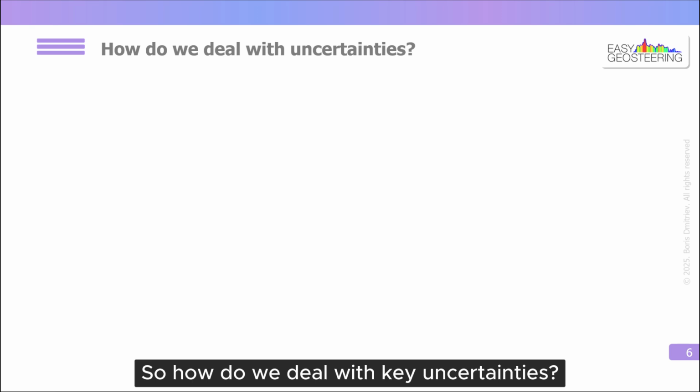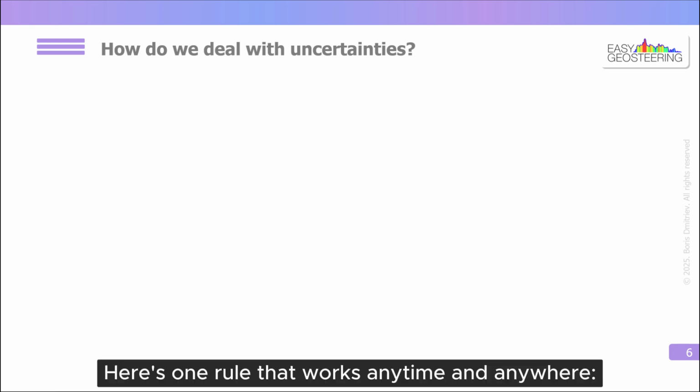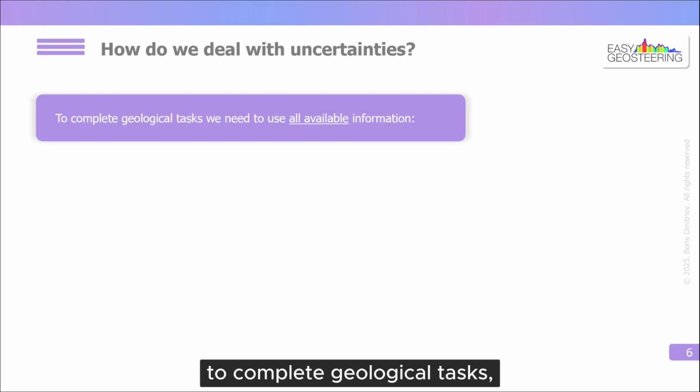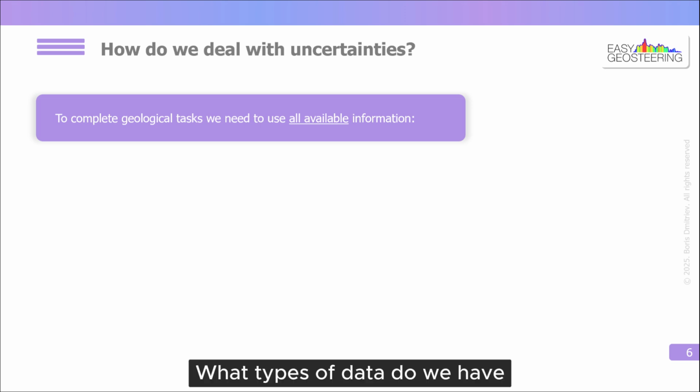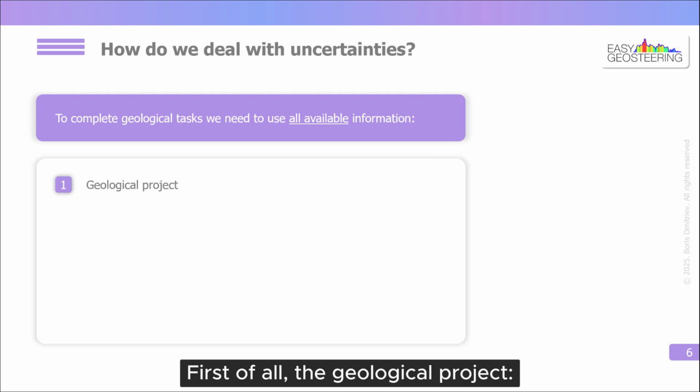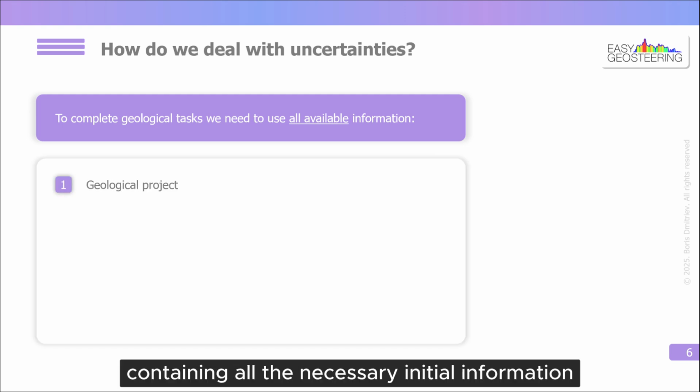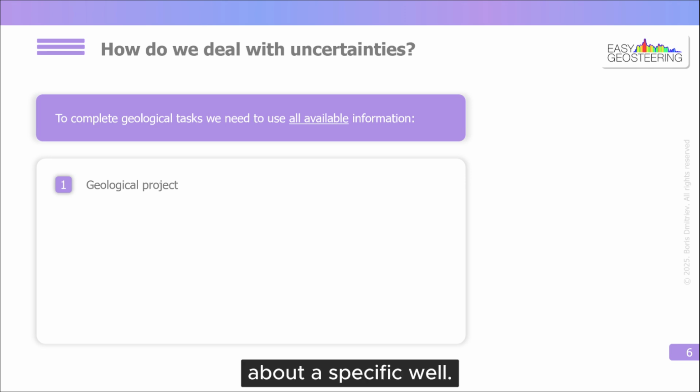So, how do we deal with key uncertainties? Here is one rule that works anytime and anywhere. To complete geological tasks, we need to use all available information. What types of data do we have during the geosteering process? First of all, the geological project. This is the main document containing all the necessary initial information about a specific well.